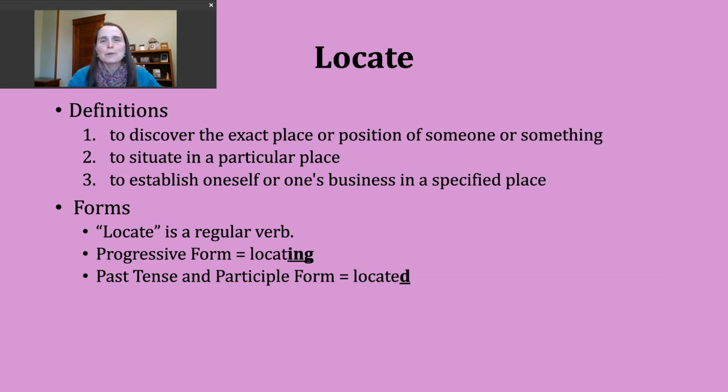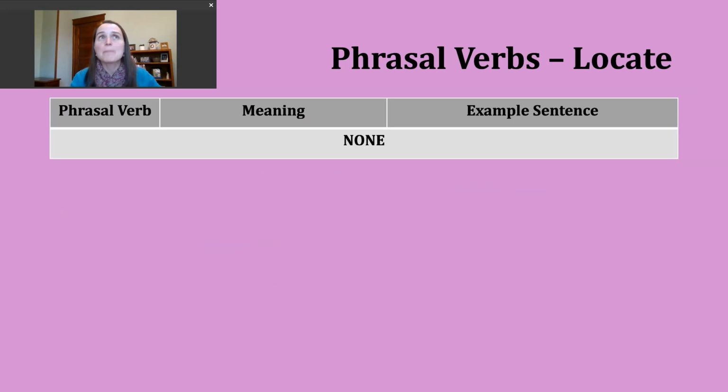Now our base verb, locate, ends in a T sound. This means that the -ed ending is going to make an "id" sound when we say it. So it should sound like this. Located, located. Okay. Now, you might be happy or a bit relieved to know there aren't any additional phrasal verbs that we need to study.